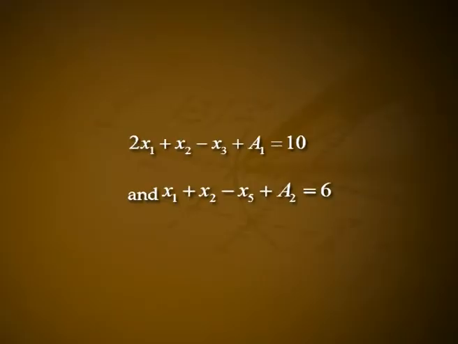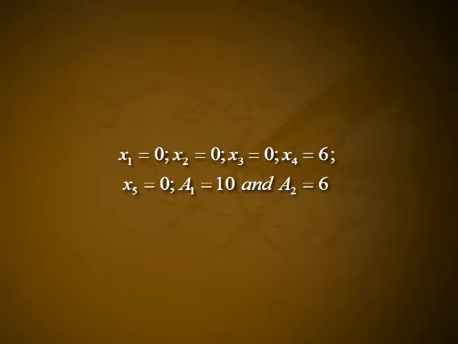Introduce artificial variables a1 and a2 to the first and third constraints respectively. Then we have 2x1 plus x2 minus x3 plus a1 equal to 10 and x1 plus x2 minus x5 plus a2 equal to 6. Consider a1, x4 and a2 as the basic variables. Then the initial basic feasible solution is x1 equal to 0, x2 equal to 0, x3 equal to 0, x4 equal to 6, x5 equal to 0, a1 equal to 10 and a2 equal to 6.